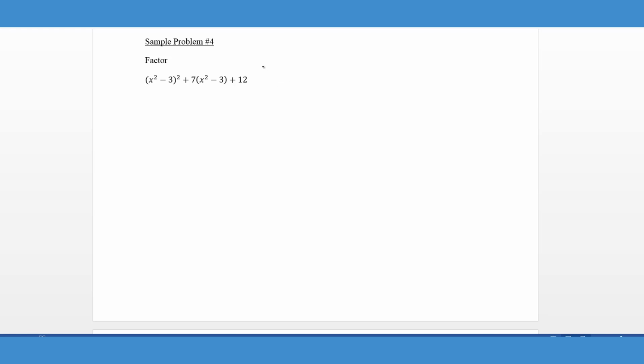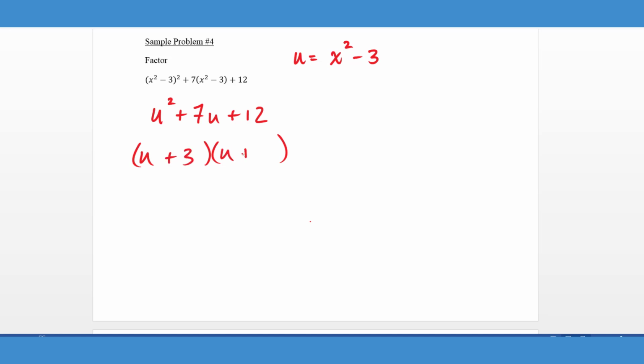So we can see here that u in this case is going to replace the expression x squared minus 3. And when doing that, we get a much easier quadratic expression to factor. Now, if you wanted to go to the trouble of foiling out all of that, combining like terms, and then trying to group this, you're more than welcome to do that. But I think this is a much more straightforward method. So we can factor this into u plus 3 and u plus 4.